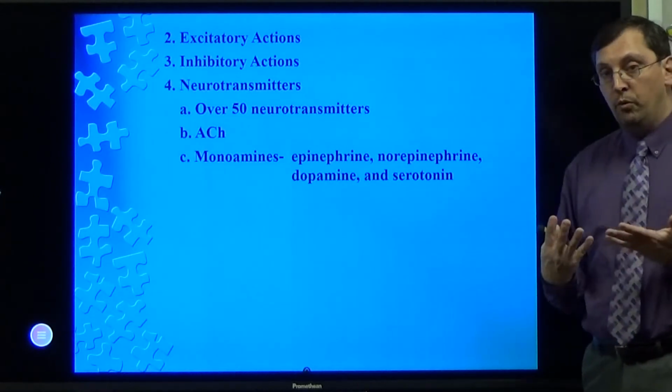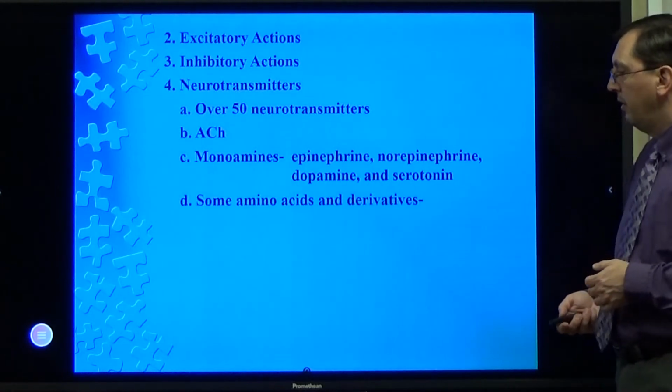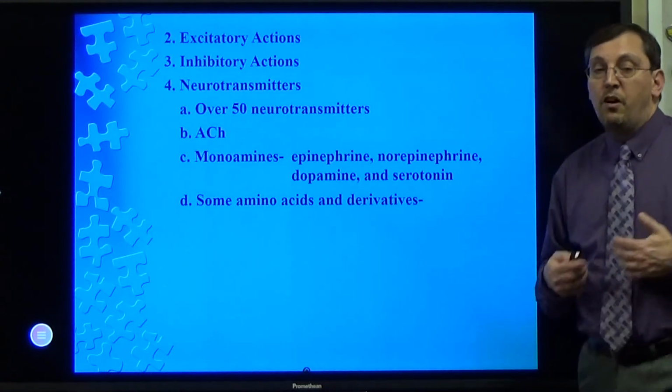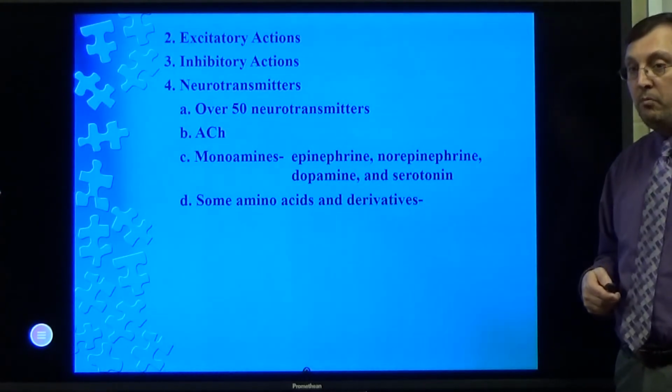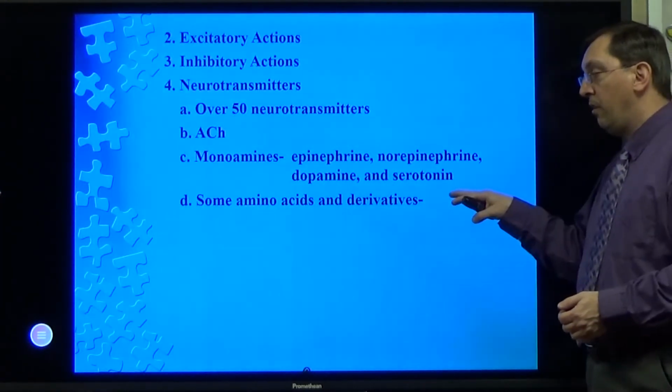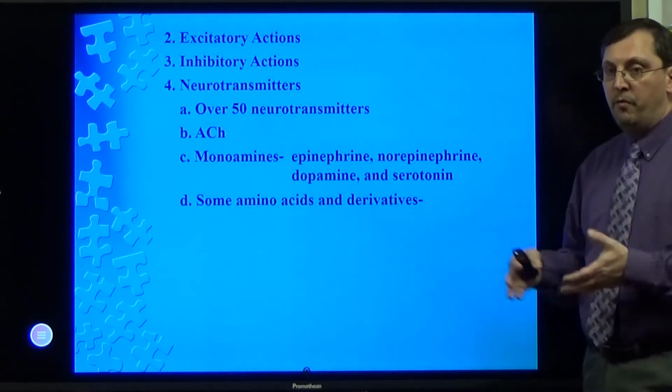Serotonin plays a role in mood. A lot of mood disorders involve an issue with serotonin levels. Some amino acids and their derivatives also function this way. That's why I talk about amino acids: in some parts of the body they are just going to be used to make proteins. But in the case of the neurotransmitters, they may take on that kind of role within the nervous system.